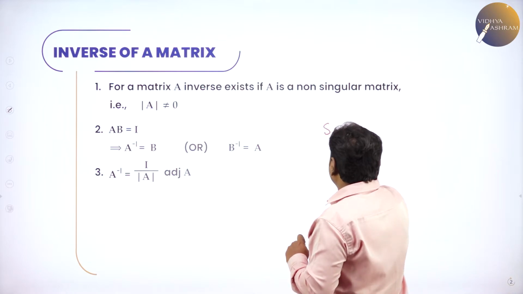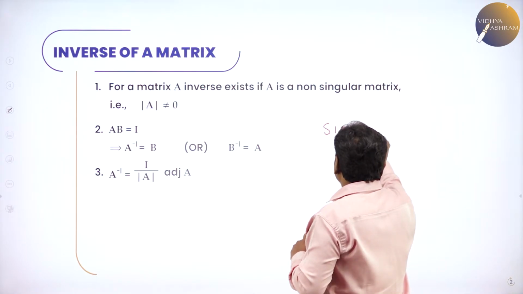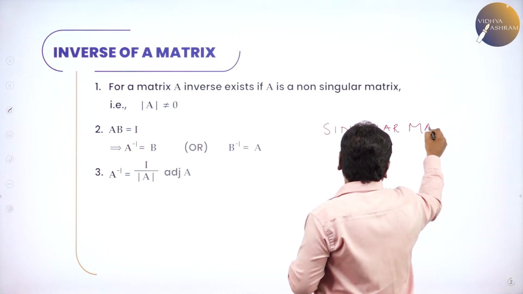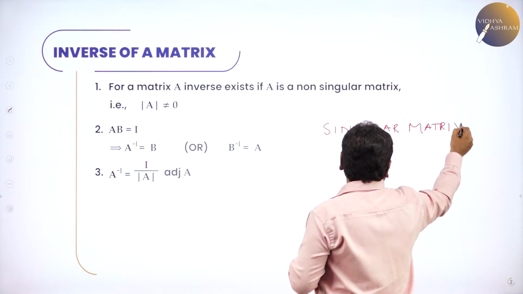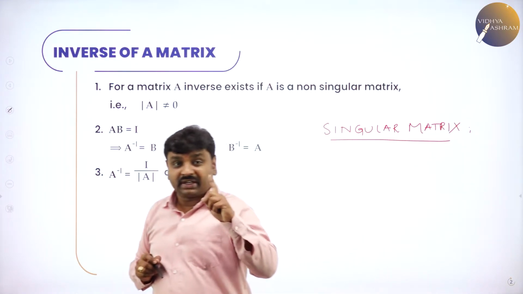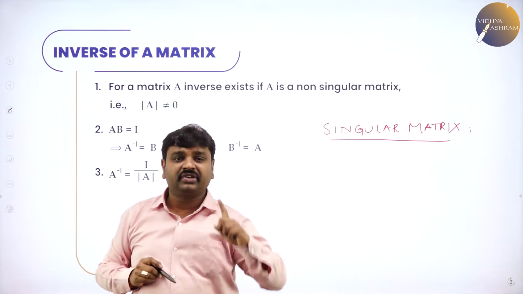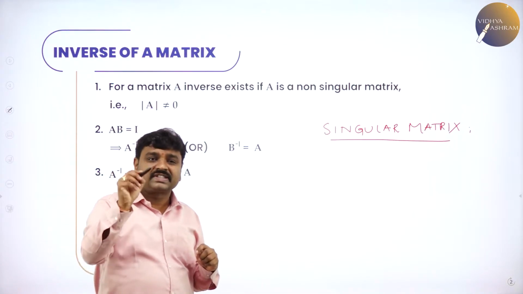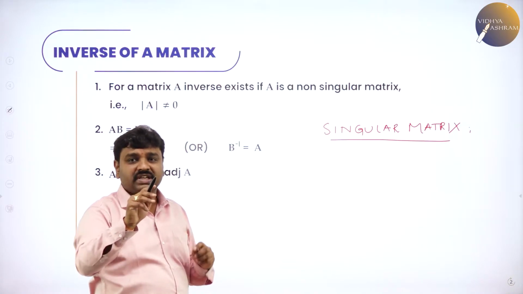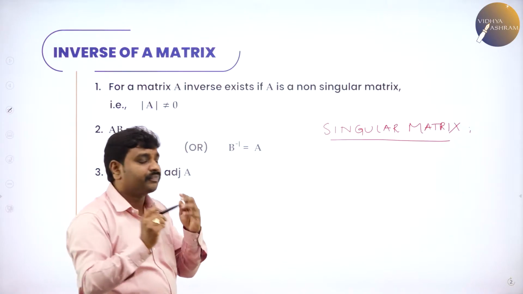First, what is a singular matrix? All matrices are not singular matrices. And what is meant by singular matrix? Interesting and important. A matrix, basically a square matrix, is said to be a singular matrix if its determinant is 0. A matrix is said to be singular matrix if its determinant is 0.